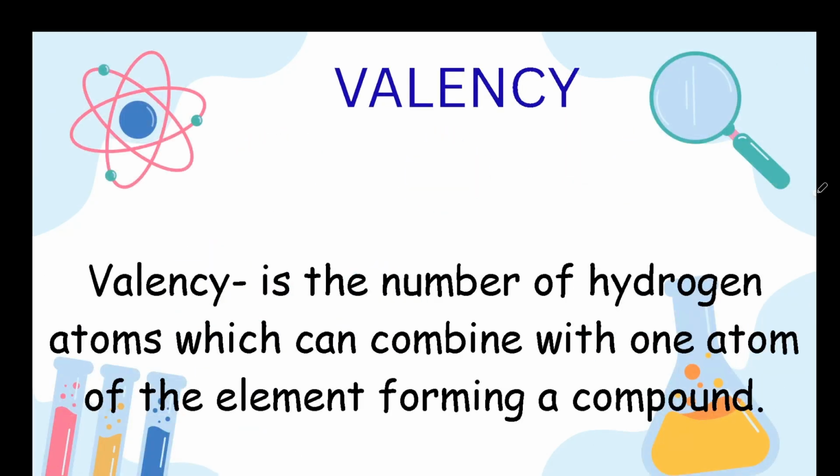Now defining the term, what is valency? Valency is the combining capacity of an atom. If we take the example of HCl, water and ammonia, in all the three examples, if you see, we have hydrogen atoms in each of these compounds. In the first case, one hydrogen atom is combining with one atom of chlorine.